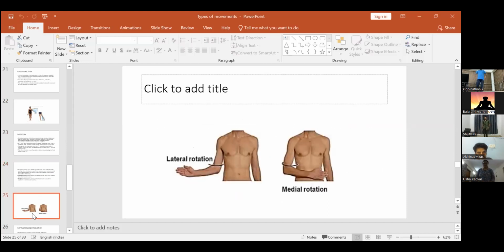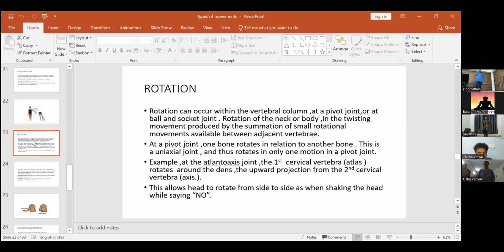lateral and medial rotation. Rotation can occur within the vertebral column at the pivot joint or at the ball and socket joint, rotation of the neck or the body. The twisting movement is produced by the summation of small rotation movements available in the adjacent joints. One bone rotates in relation to the other bone, like C1, C2. That is one.